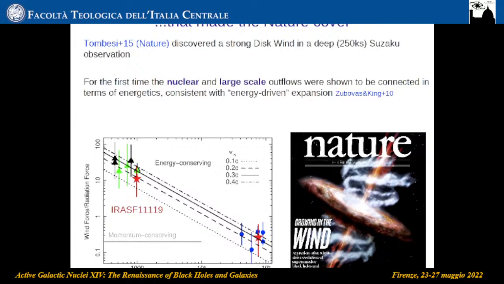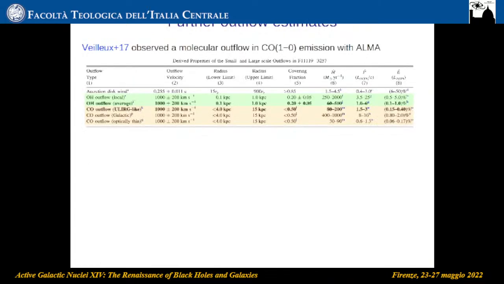So basically, the wind gas doesn't have time to cool and expands in the ISM, inflating a bubble, and then the large-scale outflow has a power that is boosted by basically the difference in velocity.